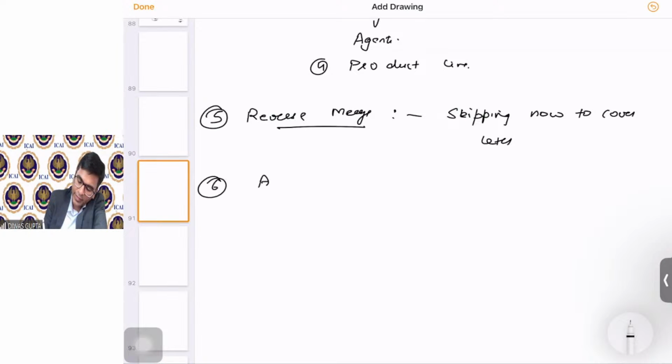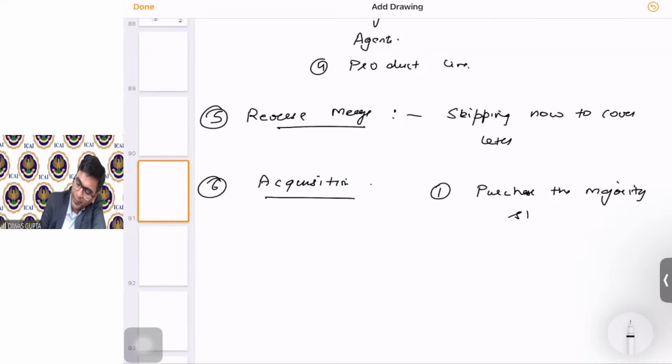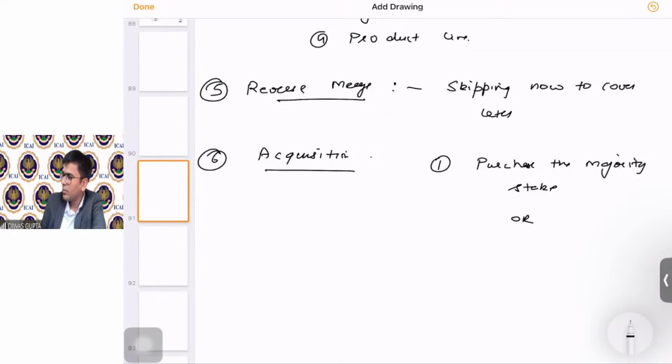Then the sixth part which is left is the acquisition, which I think we have already discussed, right? Acquisition is where you acquire the company on a going concern basis. So what you do, either you purchase the majority stake, or you influence, or let's say you control the board of directors, right? Let's say through some kind of an agreement or anything, that is called an acquisition.